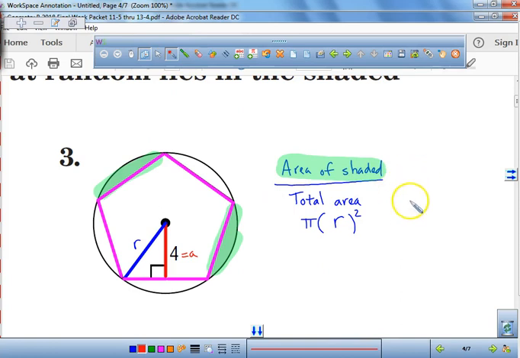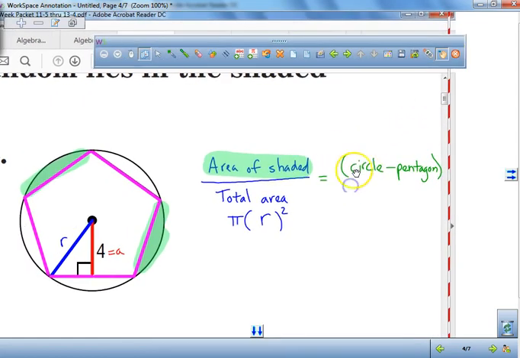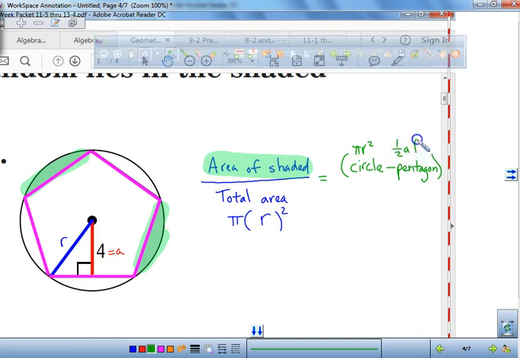Now, here's what you would have to do to find the area of the shaded region. I'm going to map it out. You're going to take the area of the circle. You're going to take away the area of the pentagon. The area of the circle is pi times the radius squared. The area of the pentagon is 1/2 the apothem times the perimeter. So those are the formulas you're going to use.